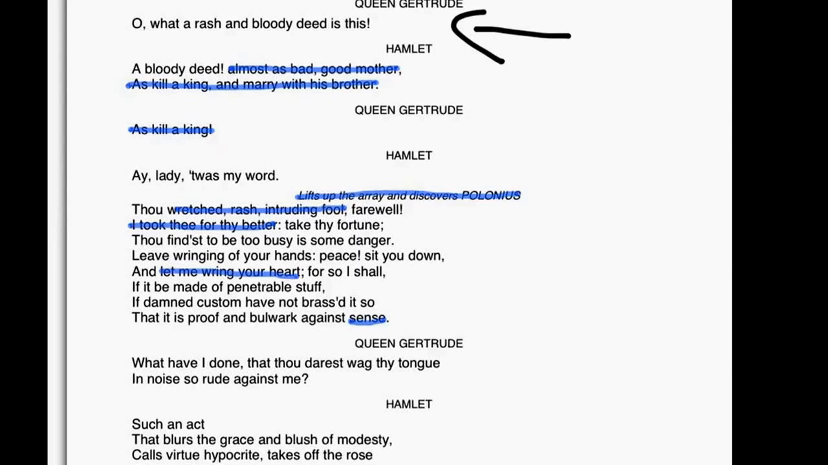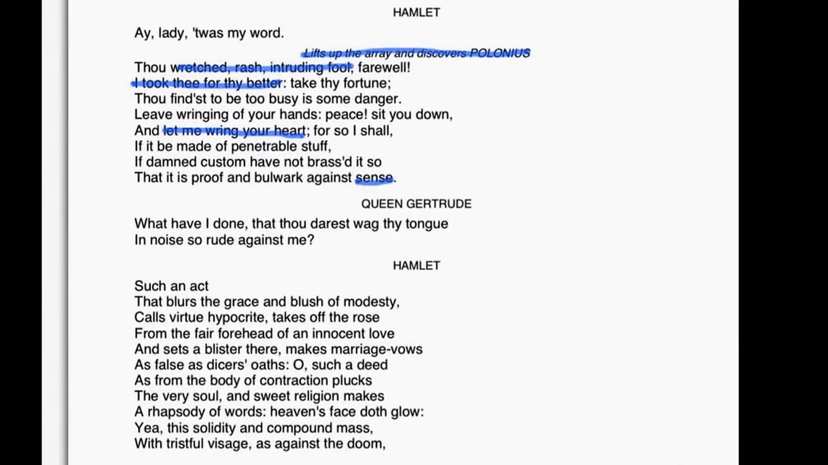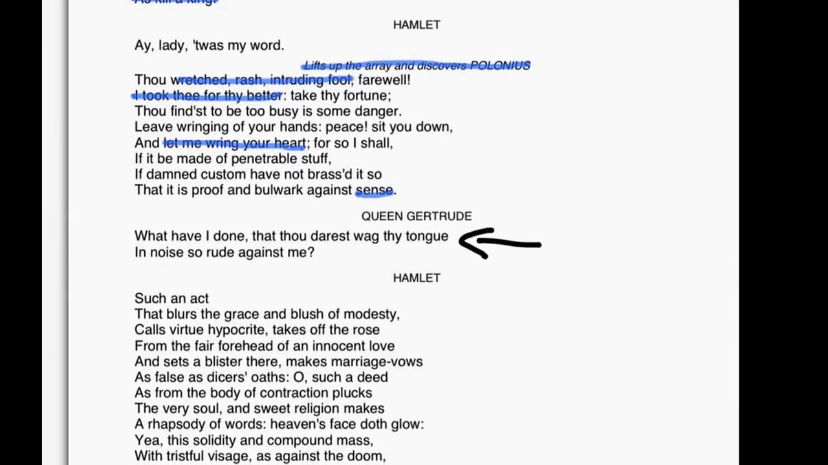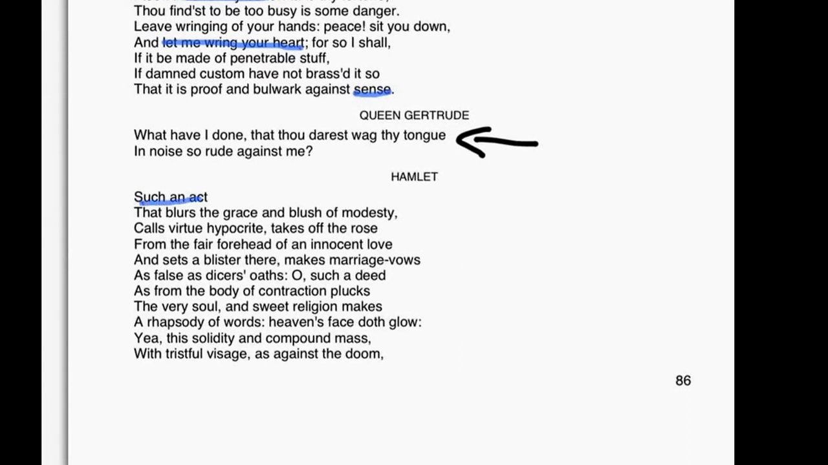So Gertrude is still fairly disbelieving about the way that Hamlet is treating her. So she also ignores Polonius' dead body at their feet, and says, how do you dare to be so rude? How do you dare to speak to me like this? What have I done to deserve this? And Hamlet replies with the very unspecific answer, "Such an act and such a deed." So it's not particularly helpful to her because she doesn't understand why he's so upset.